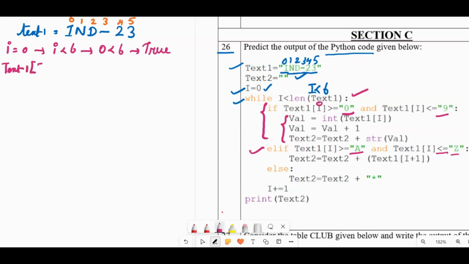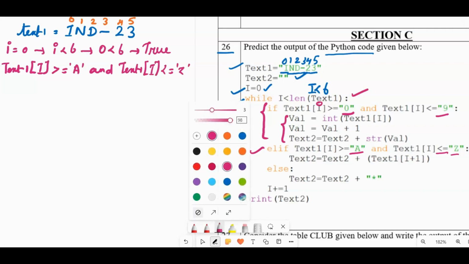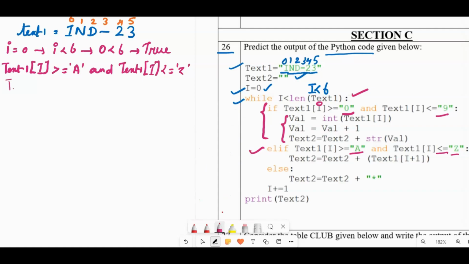Text 1 of I is greater than or equal to A, and text 1 of I is less than or equal to capital Z. Okay, the next: what is text 1 of I? We have I as 0 now, so I am writing 0 here. So text 1 of 0 is greater than or equal to A, and text 1 of 0 is less than or equal to Z.